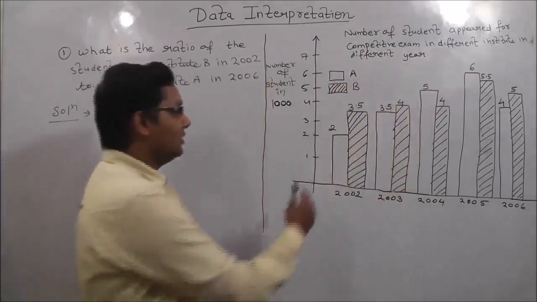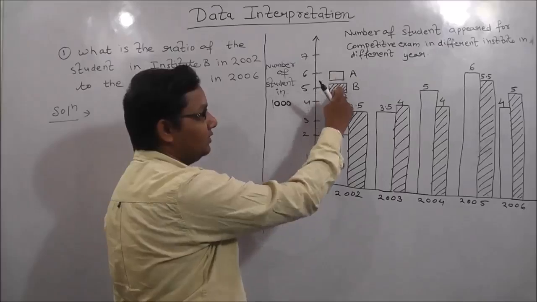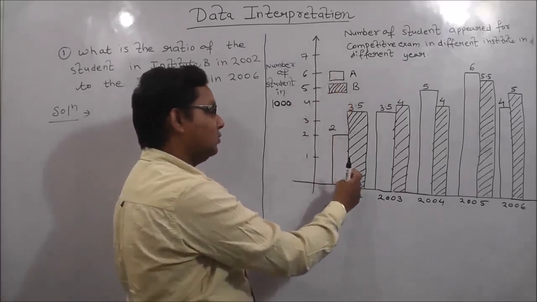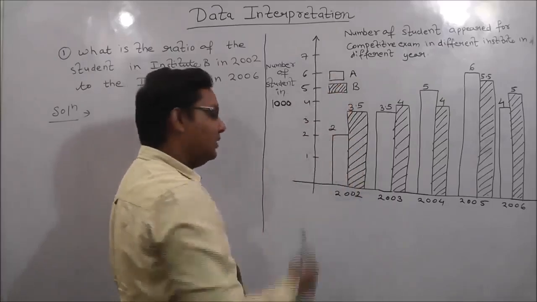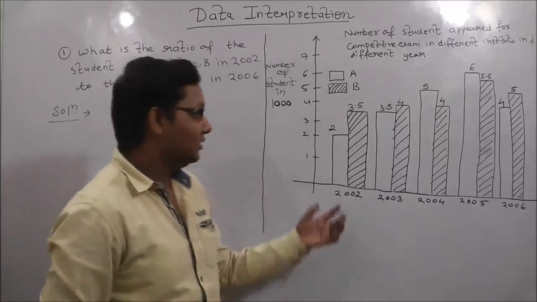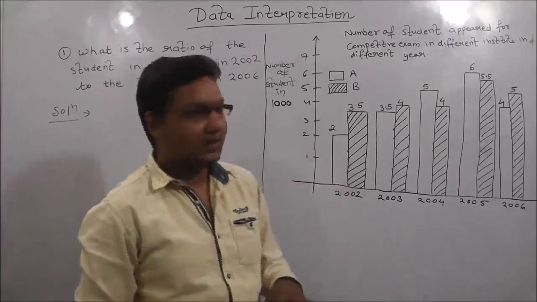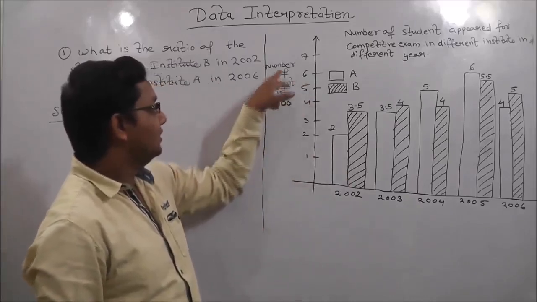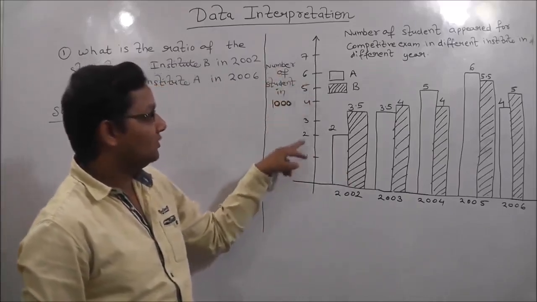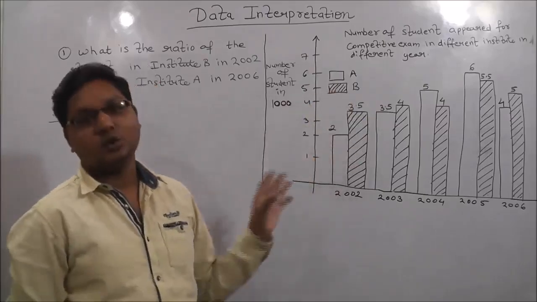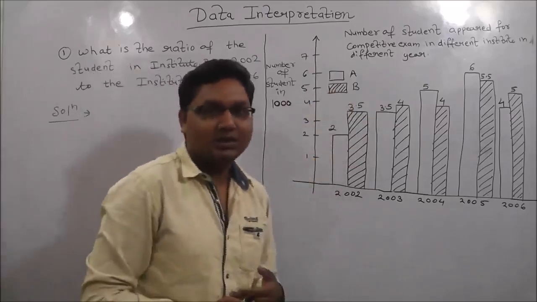These are the 2 institutes, Institute A and Institute B. The blank one is Institute A, the shaded one is Institute B. And these are the different years in which the students are appearing. These are the number of students in 1000s, so 1000, 2000, 3000 like this. So this is the basic understanding of the diagram. Now let's see the question.